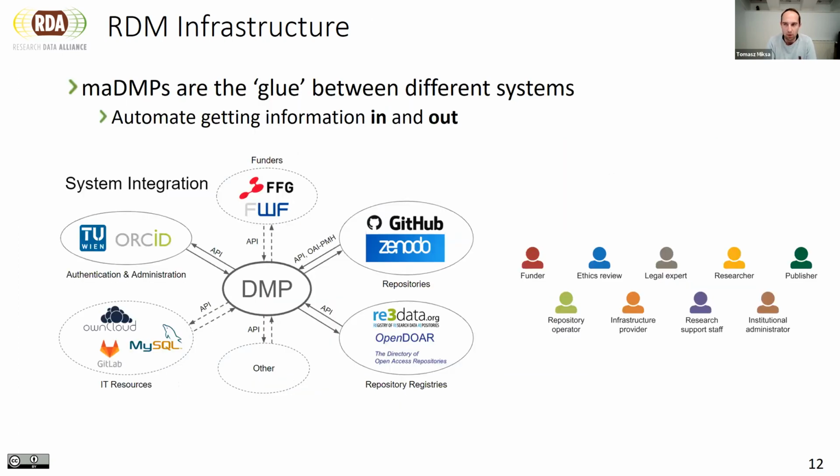So our way of looking at the DMPs is that the DMPs are glue between different systems. So they must create value for all the stakeholders involved in the process of data management. So researchers, funders, but also legal experts, publishers, ICT operators, and so on. And in this slide, you can see that DMPs are a central point that orchestrates the exchange of information between these different types of systems.